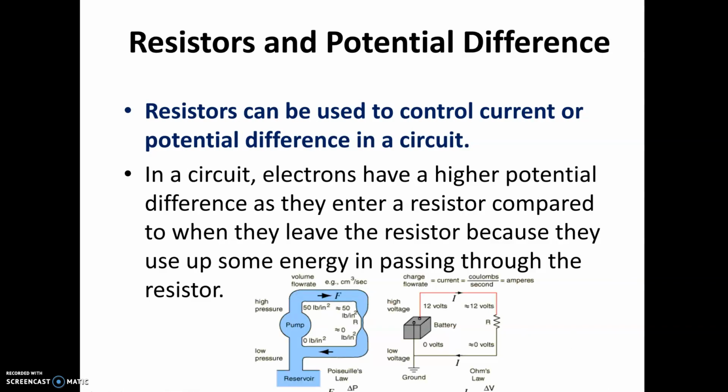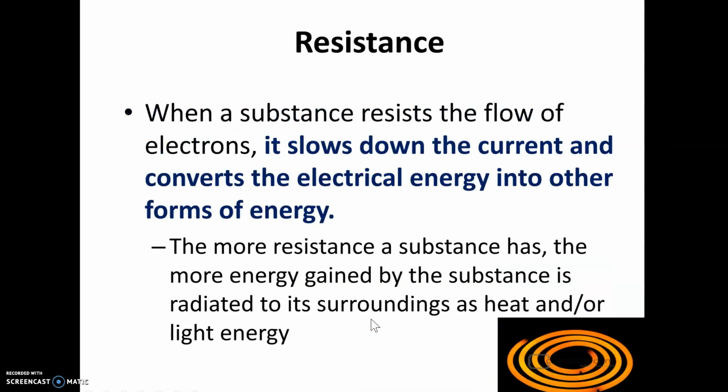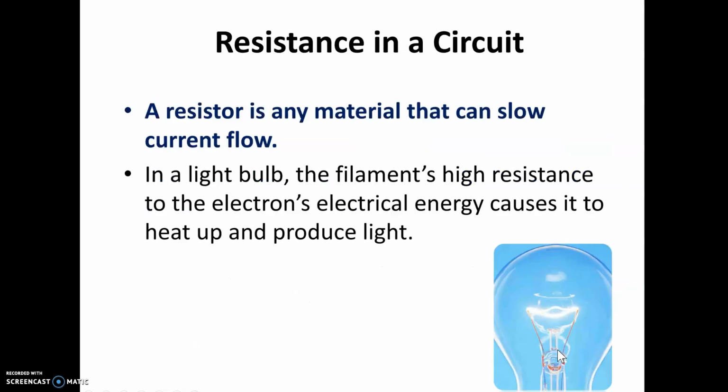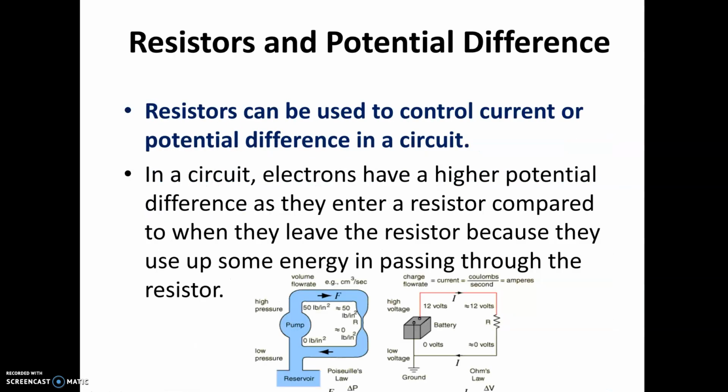So resistors can be used for producing light, and those are loads. Light bulbs are an example of a load. That hot plate here, that element on a stove, is an example of a load or resistor. But we can also have resistors that are just made and placed within a circuit to control the flow of electrons, to control the current, and they're just there to do that job and no other job.